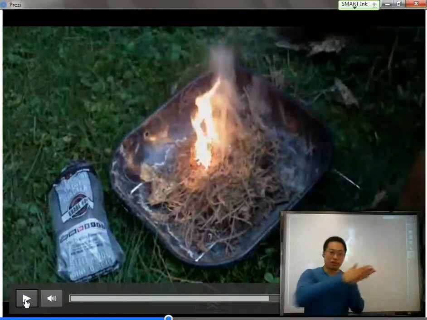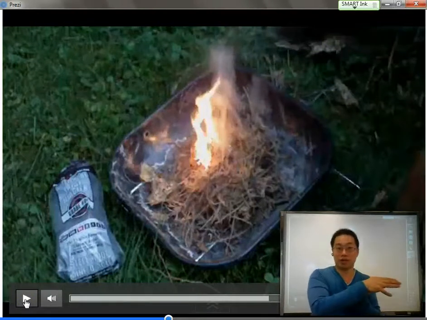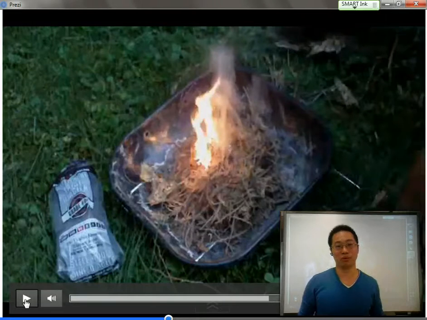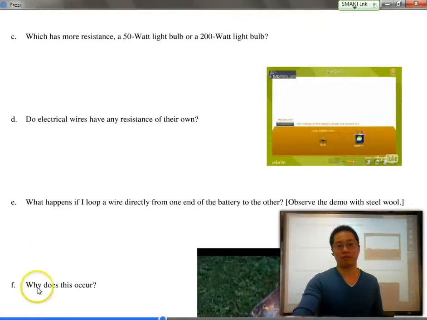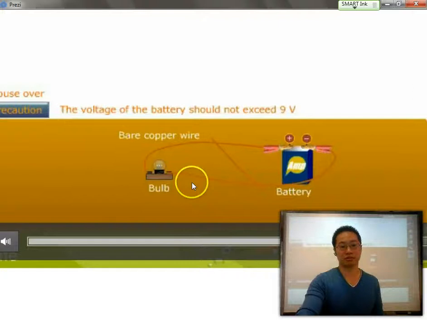that when all those electrons are going through, they generate a lot of friction as they pass by the atoms, and they generate a lot of heat. And that heat happens to be enough to melt the steel wool and actually cause it to start a fire. Okay? Which is why you have to be careful if you were to actually have a short circuit within your household.